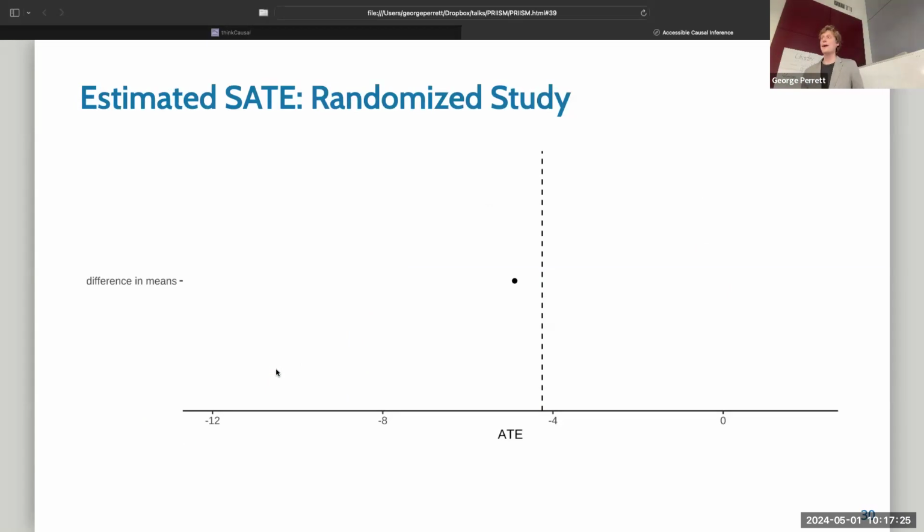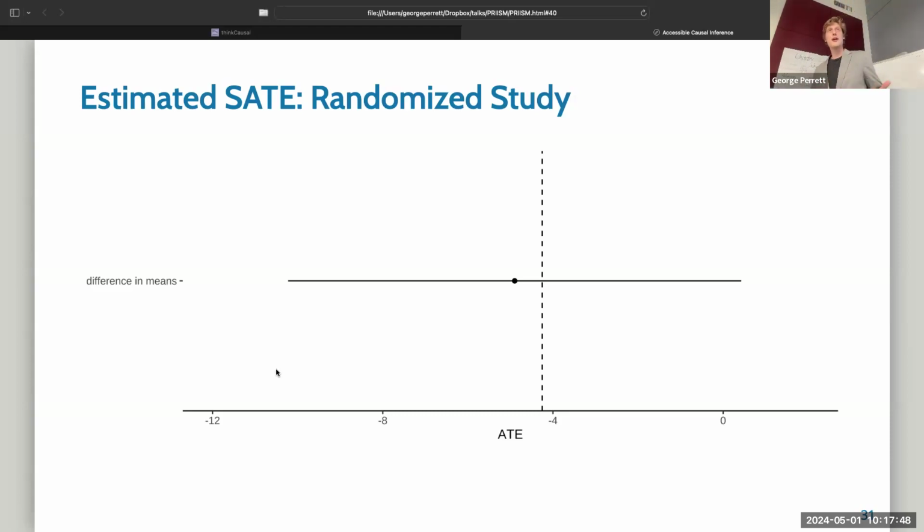But that's actually okay. Because we have balance in expectation, we know there's no confounders. Our estimate from the difference in means is going to be really close to the true SATE. Now, calculating the uncertainty of our estimate is a little bit more complicated, so I'm not going to go into the steps to do it. But I will show you that this is our uncertainty related to the sample average treatment effect.